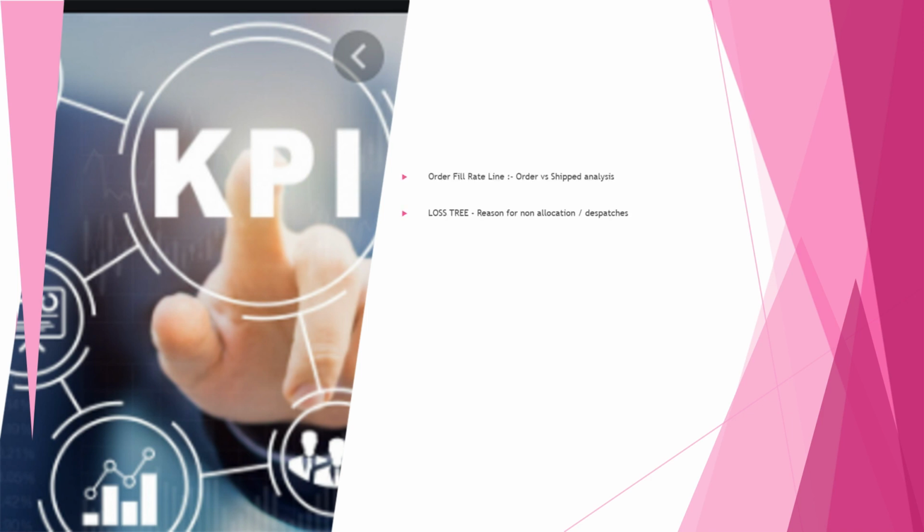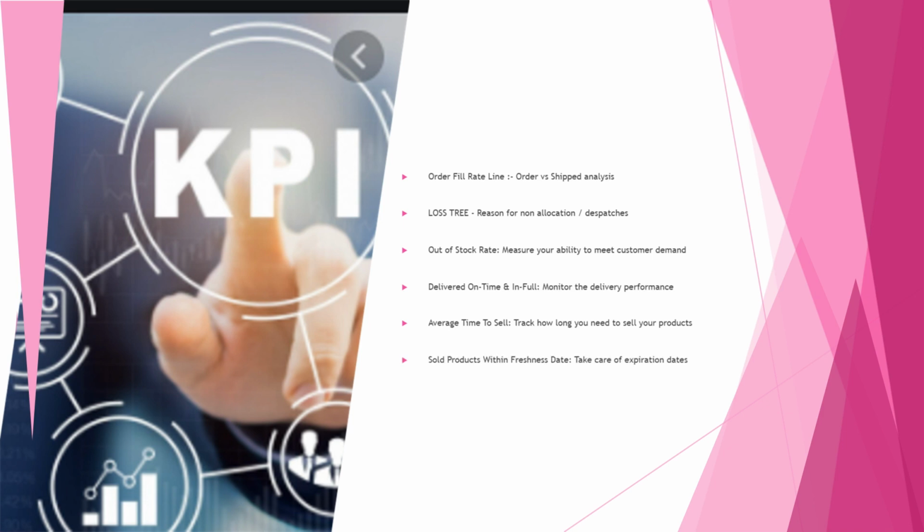Loss tree, reason for non-allocation, dispatches. Out of stock rate, measure your ability to meet customer demand. Delivered on time and in full, monitor the delivery performance. Average time to sell, track how long you need to sell your products. Sold products within freshness date, take care of expiration dates. On-shelf availability, measure the impact on your sales.